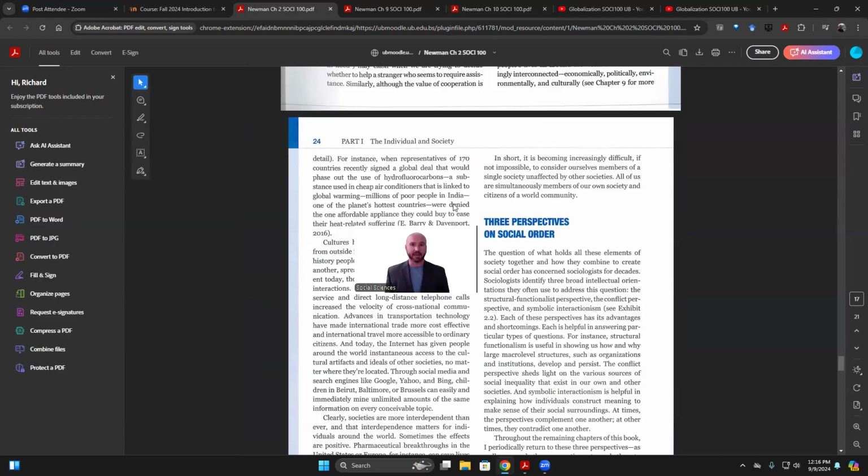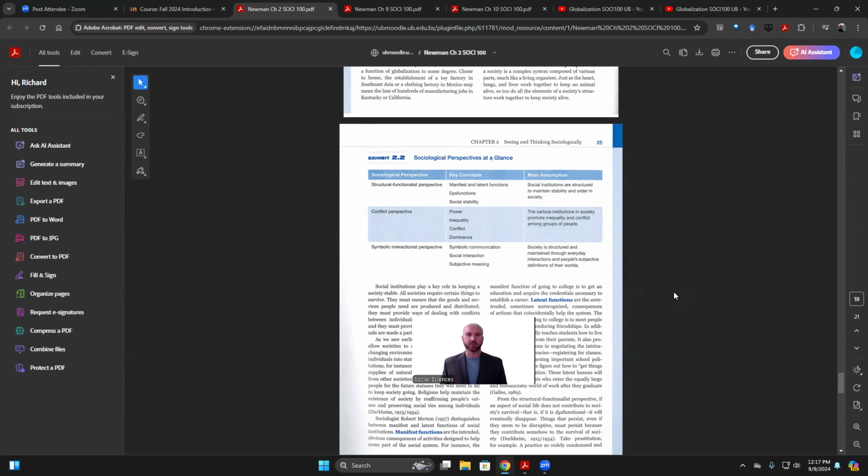power. If we go back to chapter 2, we can see that there are 3 perspectives on social order, at least at the introductory level, two of which are useful for studying globalization because they're at the macro level as opposed to the micro level. The three introductory sociological perspectives are indicated in this table: the structural functionalist, conflict, and symbolic interactionist perspectives. And notice the key concepts.